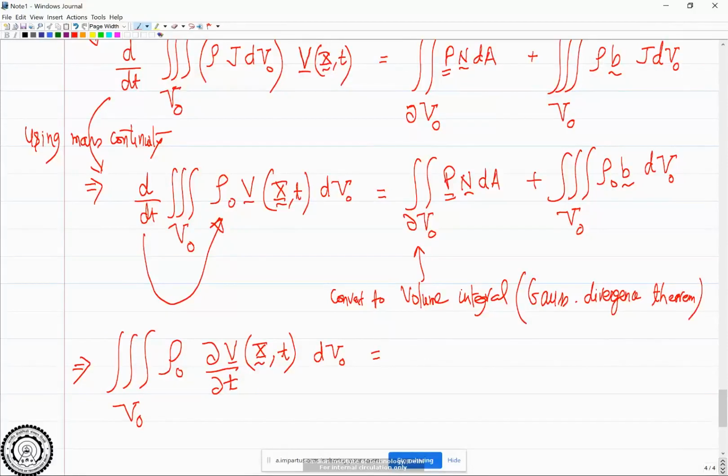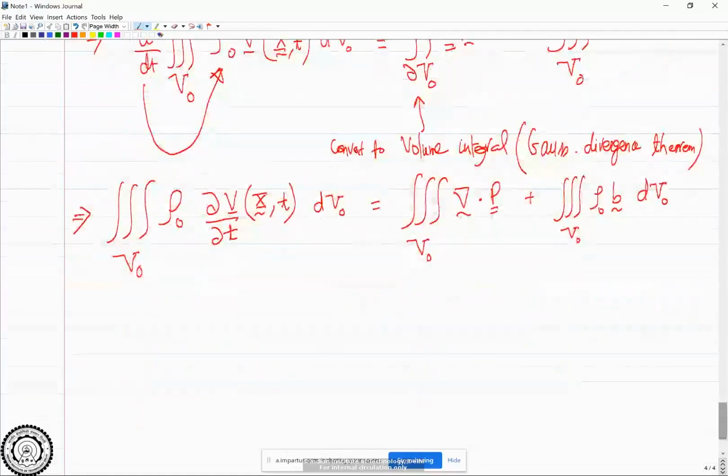So it's a second order tensor multiplied with the outward normal. Then del dot P becomes simple divergence of P. Exactly, it becomes the volume integral of divergence dot P, and this divergence is the Lagrangian divergence, remember, plus rho naught B dV naught. So everything you see now is an integral over the undeformed volume.